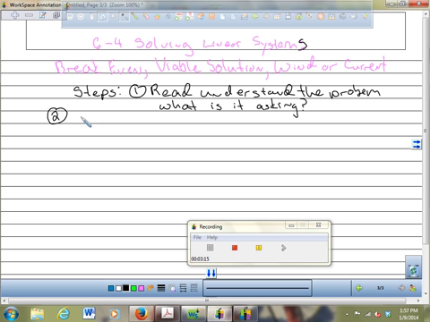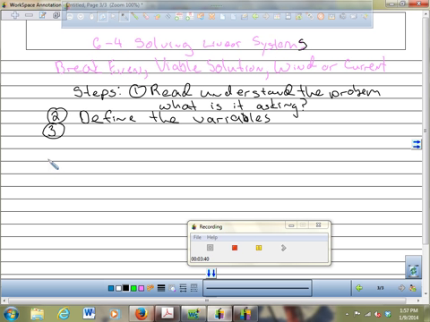Step 2, you have to define variables. Because this is an algebra class, you want to define the variables, which means what do the letters stand for, or what letter am I going to let equal what I'm looking for.